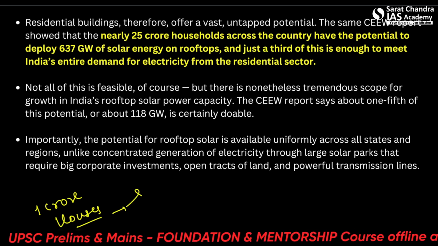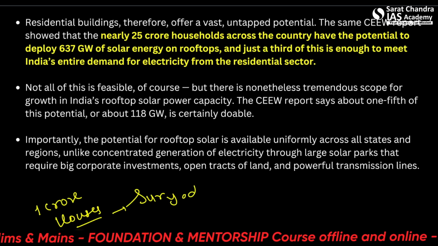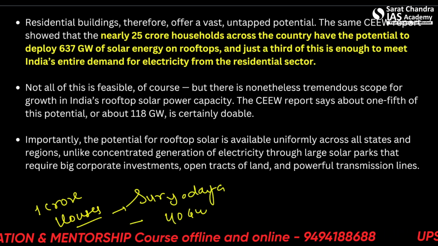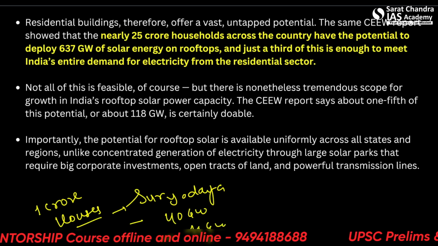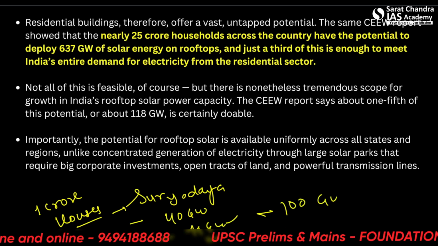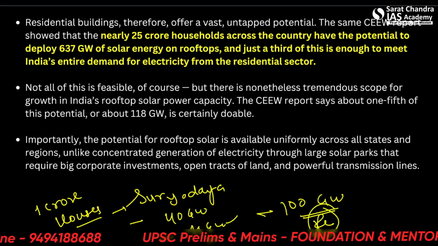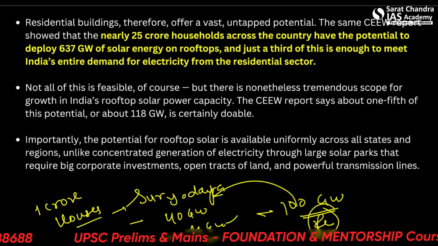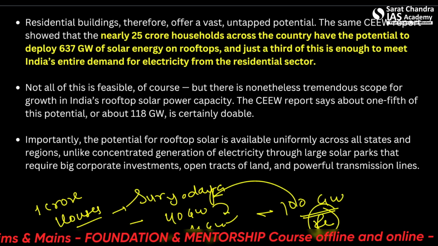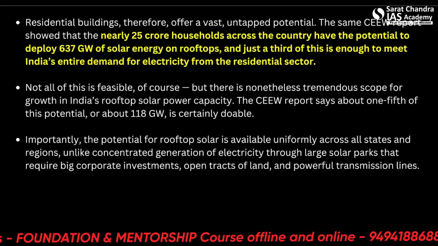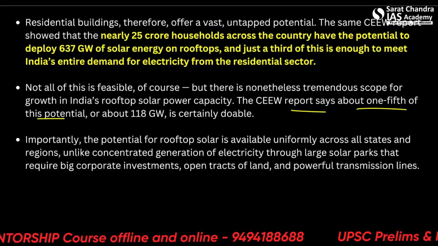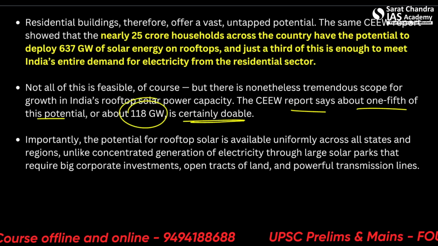This is basically about the Suryodaya Yojana, because our target is 40 gigawatt and we have installed only 11 gigawatt. Overall, the target is 100 gigawatt of renewable energy. Out of this, 40 will come from solar energy, and we only have 11 from rooftop systems yet. The CEEW report says about 1/5 of this potential, or about 118 gigawatt, is certainly doable.